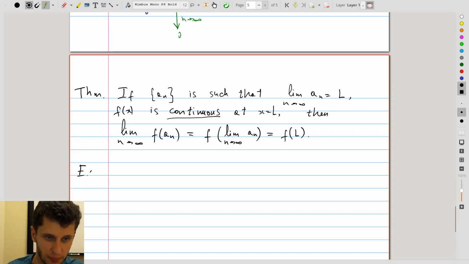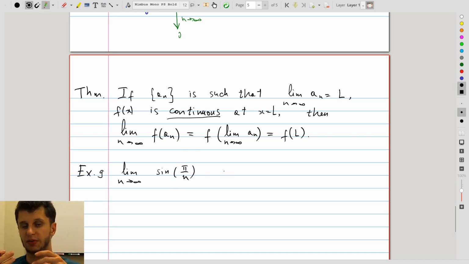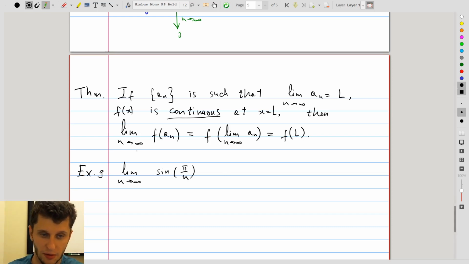For example, let's compute the limit when n goes to infinity of sine of pi over n. Right? So here, proceeding with the tools that we had previously would be quite tricky. And so we don't quite have a squeeze theorem for this. Cannot apply limit laws. So what we can do here, though, is the following.